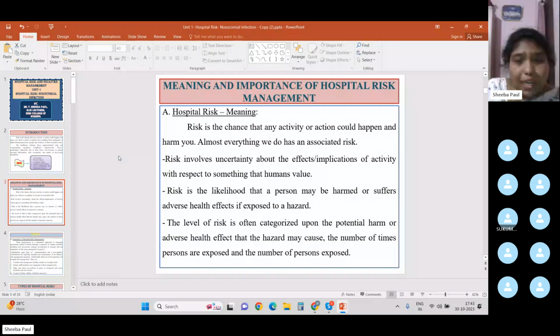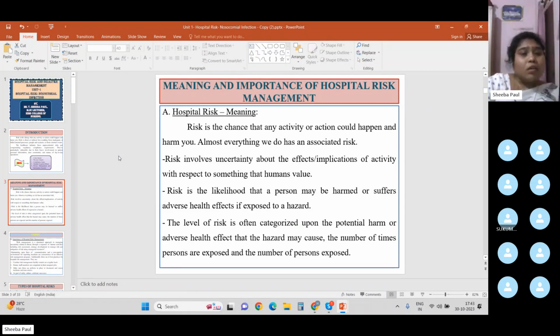Risk is the likelihood that a person may be harmed or suffer adverse health effects if exposed to a hazard. For example, people with cancer. When people have cancer, they become very immunocompromised. So there are many risks if they don't lead a proper lifestyle, or the lifestyle prescribed by the doctor. Not only the medication, but as the doctor says, a cancer patient must lead a life without getting exposed to certain hazardous factors that can trigger his immune system and make him weaker.